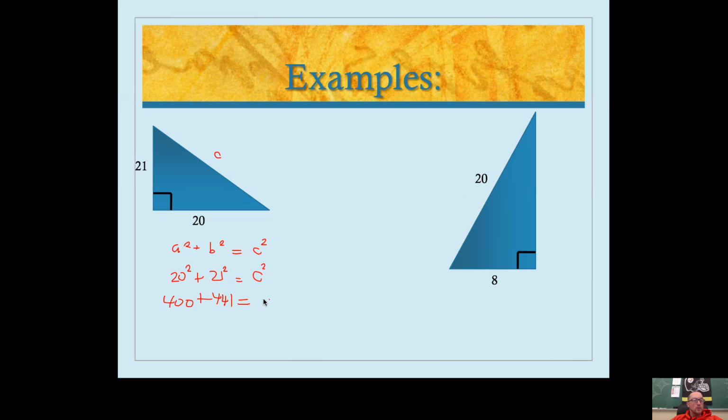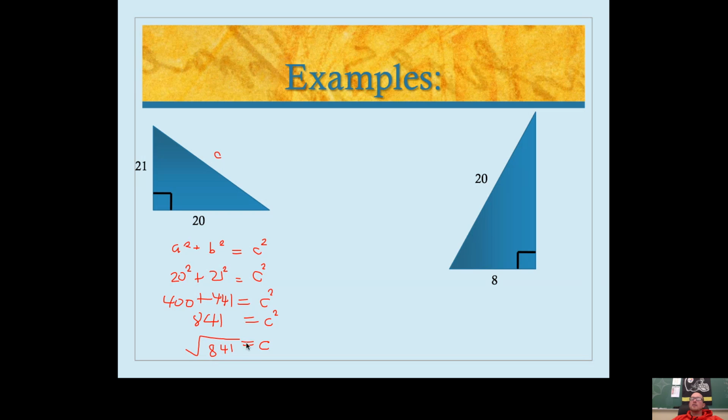It gives you 441. That's what c squared equals. So if you simplify that, you know what 400 plus 441 is. It's 841. 841 is a number squared. Well, we just want the number. We don't want the number squared. How do you unsquare again? Remember, you take the square root.